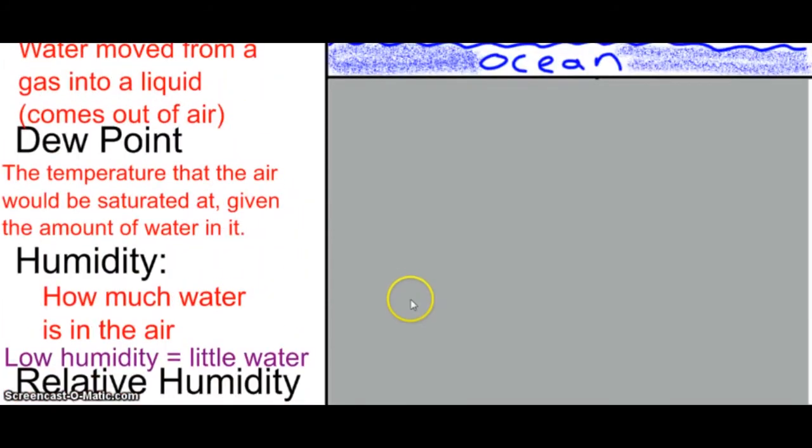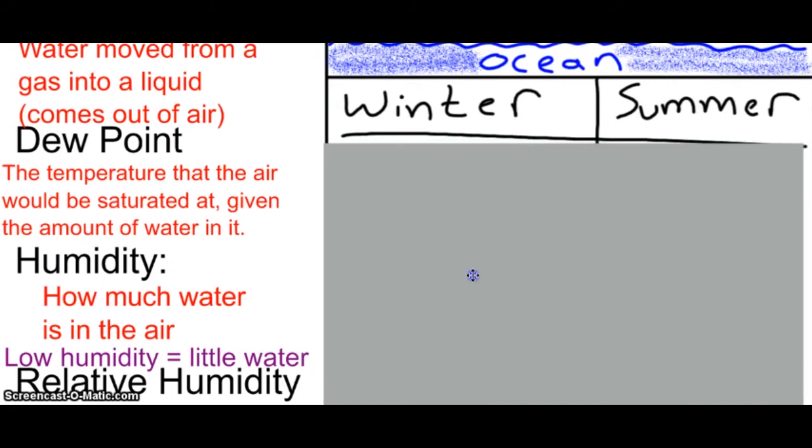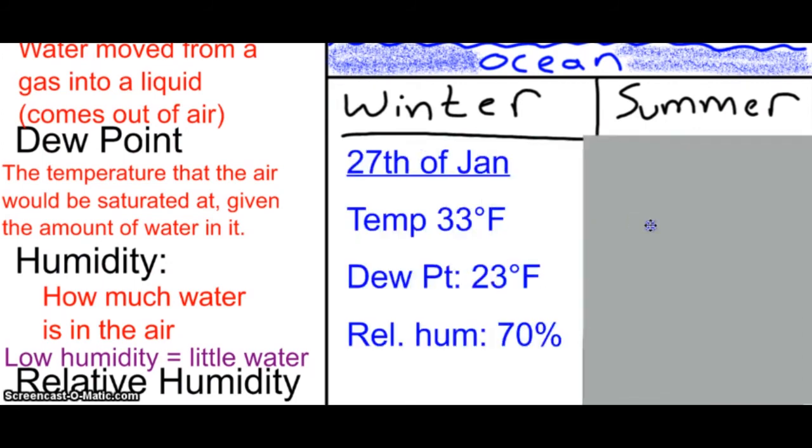Now to help illustrate this, let's say we have a winter and a summer day. That winter day, let's call it the 27th of January. The temperature outside is 33 degrees. The dew point is 23 degrees. So if it got down to 23 degrees, the air would be saturated. That means the relative humidity is about 70%. That 33 degrees of air is holding about 70% of the water it possibly can.